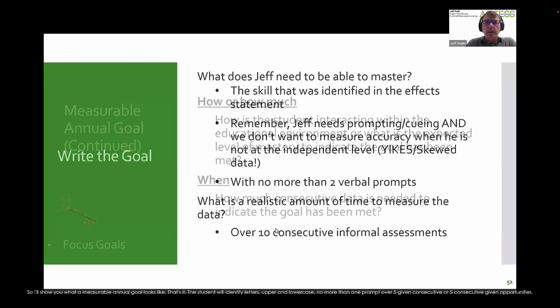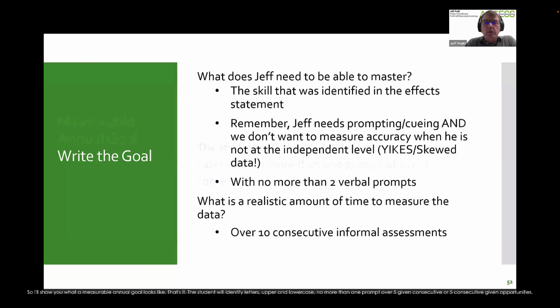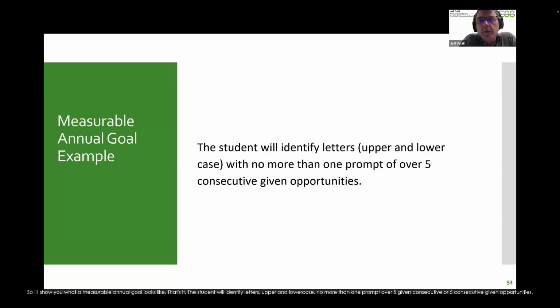So I'll show you what a measurable annual goal looks like. The student will identify letters, upper and lowercase, with no more than 1 prompt over 5 consecutive given opportunities. That is a measurable annual goal. Obviously we wouldn't put "the student," we would put Jeff. So Jeff will identify letters, upper and lowercase, with no more than 1 prompt.